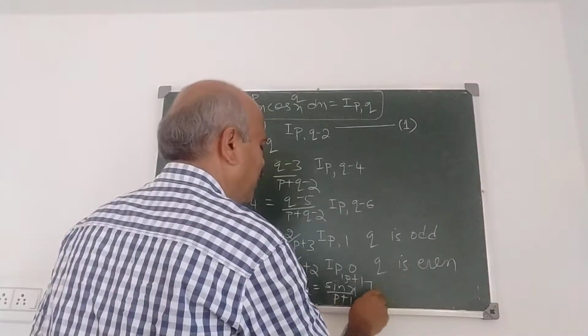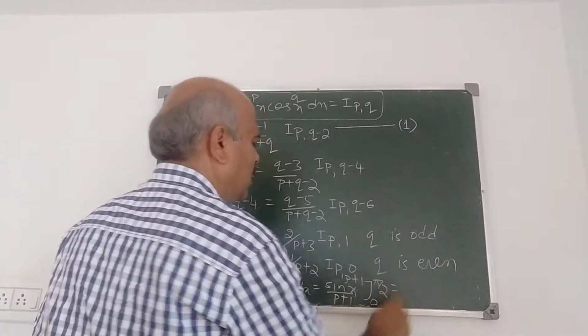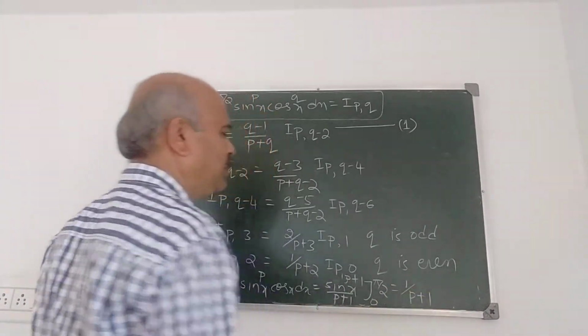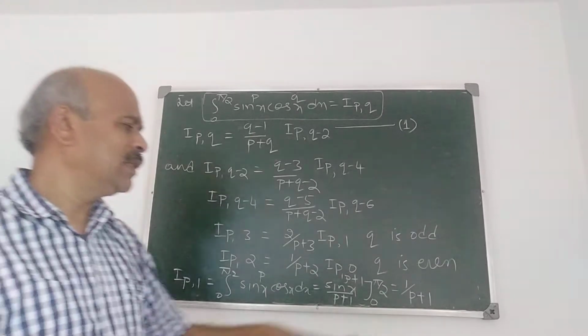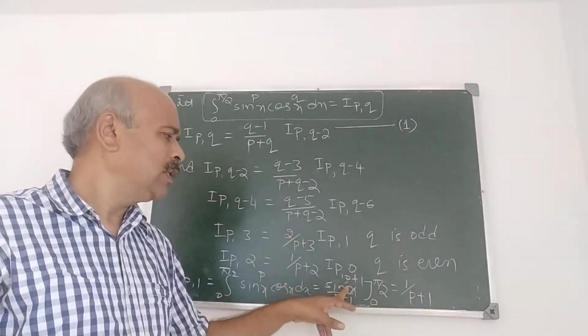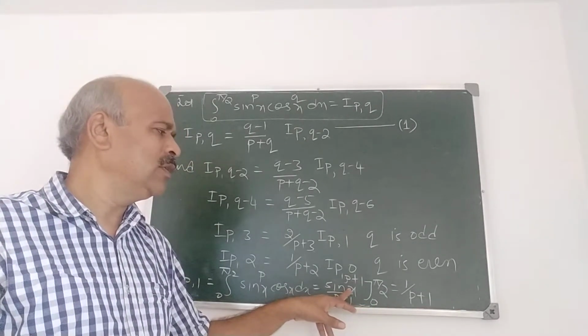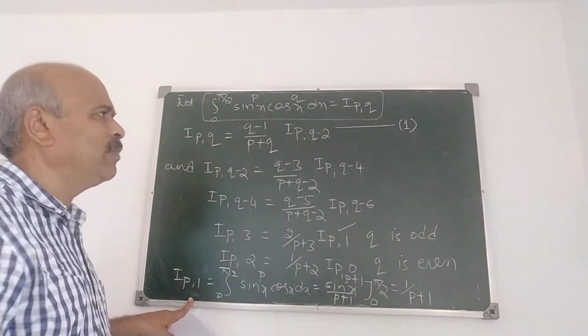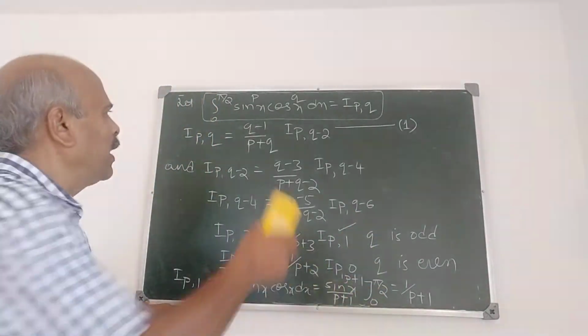The limit is from 0 to pi by 2. So it is 1 upon p plus 1, because sin pi by 2 is 1 and sin 0 is 0. So this I(p, 1) is 1 upon p plus 1. But what about I(p, 0)?